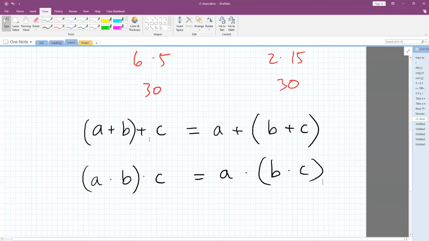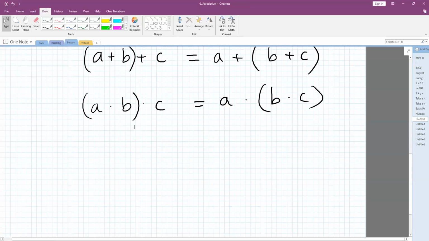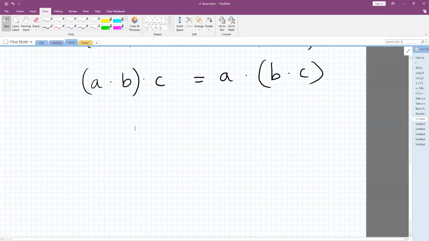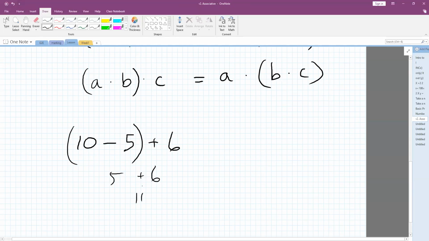Okay, you can have subtraction with the addition altogether. For example, you have something like 10 minus 5 and then plus 6. Now, when you do this one first, what's this? 10 minus 5 is 5, plus 6, 11. So this is 5 plus 6 and gives us 11.